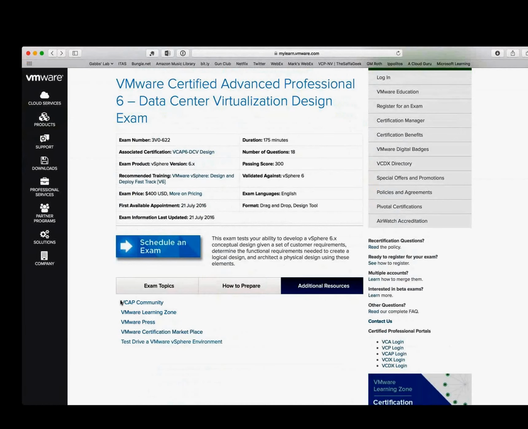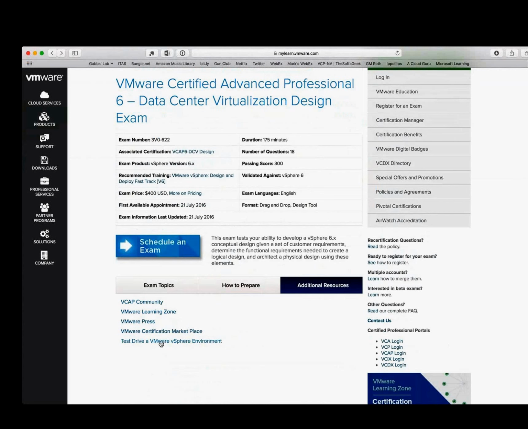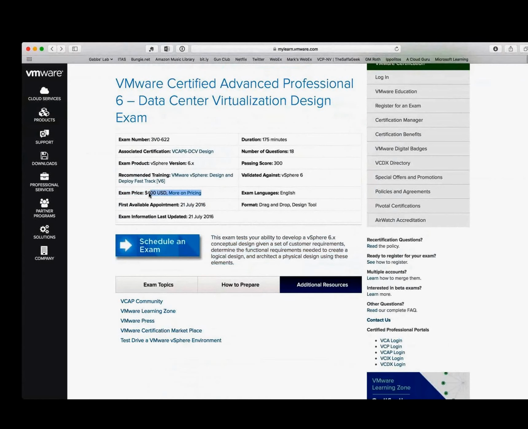Some of the other places seem to be missing hands-on lab. They're missing the vMugs. They're missing the vBrownbags and all the communities. But this will take you to hands-on lab and the Learning Zone, if you happen to have a subscription to that; you can definitely get some additional hands-on functions there. But at the price of $400, we don't want to just arbitrarily take an exam and hope we pass. We really want to prepare as much as we can so that when we show up, we're going to be in good shape when we take that exam.